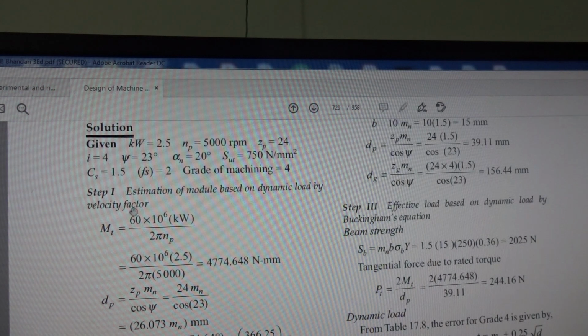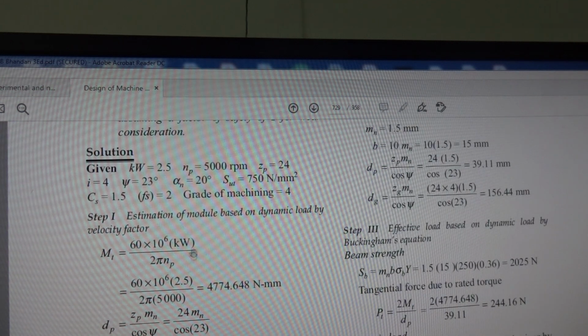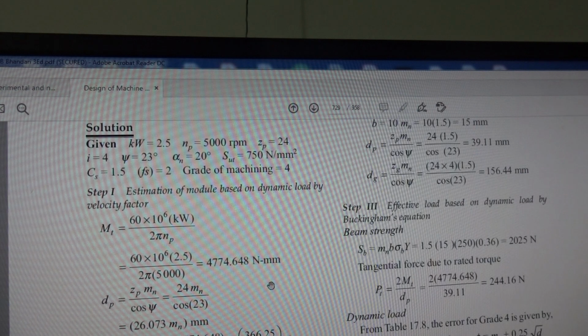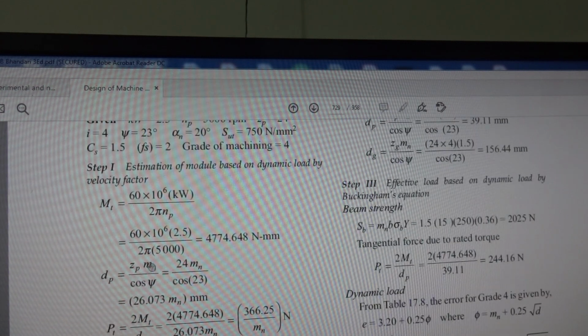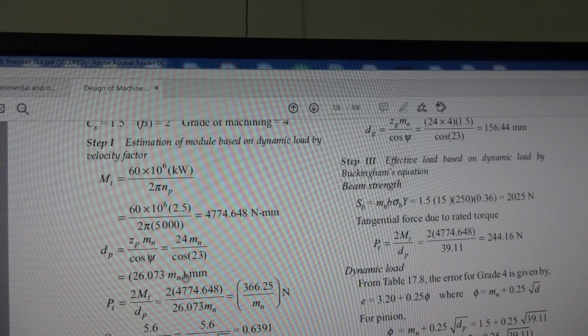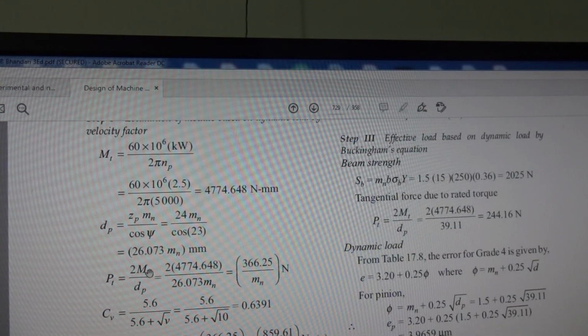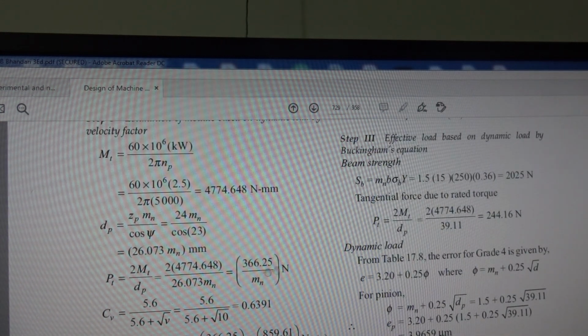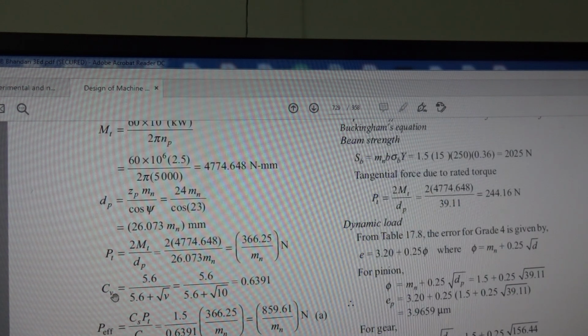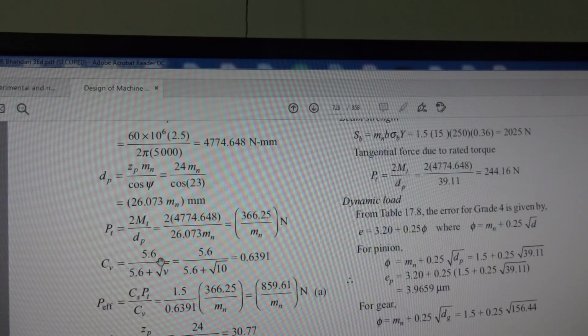So you first estimate the module based on the dynamic load by the velocity factor. So mt is equal to, you know, the relations. So mt is equal to this one, dp is equal to zp upon mn by cos psi. So dp, zp is given, so you can get dp in terms of the module. Here pt is equal to 2 mt by zp. So this one is the relation for the pt, and cv is equal to 5.6 plus root v.